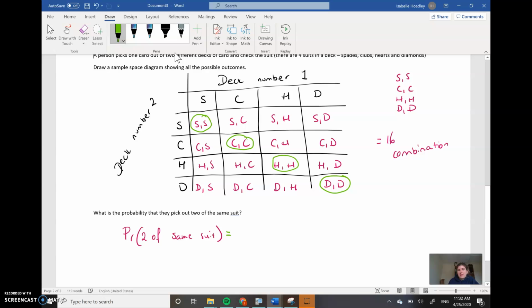Alrighty, so what is our total probability? I'm going to keep this as green. So our total probability then is 4 out of 16. Okay, which is 4 goes into 4 once, 4 goes into 16 4 times, so 1/4. So there's a 1/4 chance that they would pick out a card from the same suit from each deck.